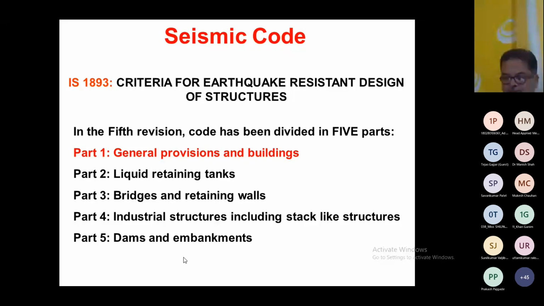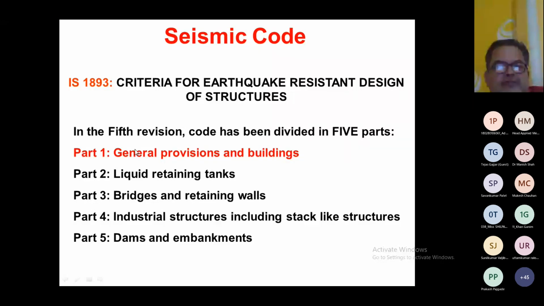Okay. IS 1893 is the criteria for earthquake resistant design of structures. We have a sixth revision. In the fifth revision, this code was already divided into 5 parts. Earlier there was a single code, and in 2002 when it was revised, it was divided into 5 parts, and in 2016 was the last revision that we have of part 1.